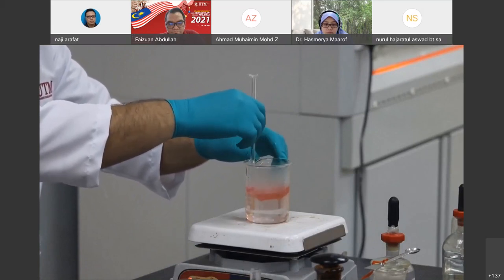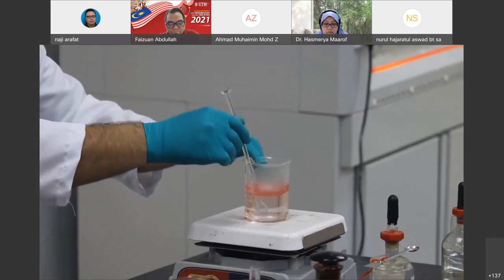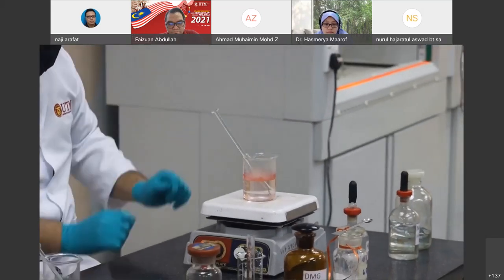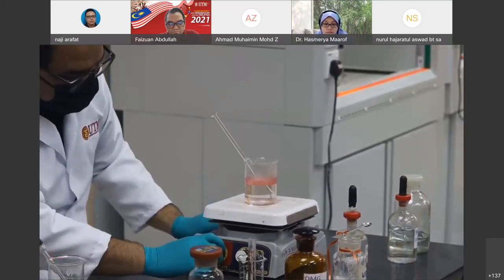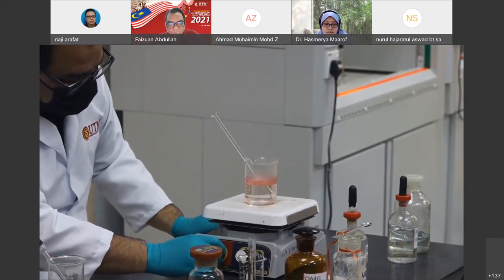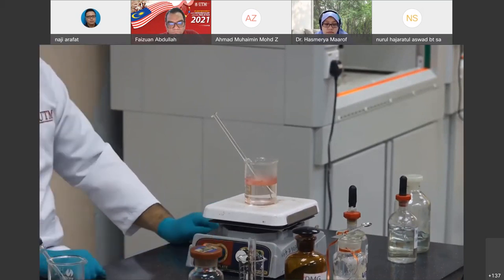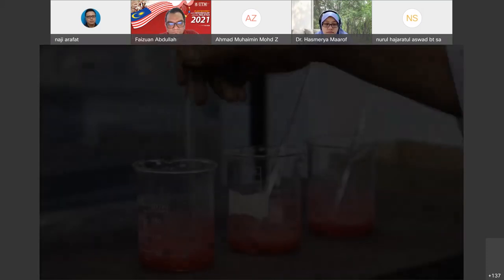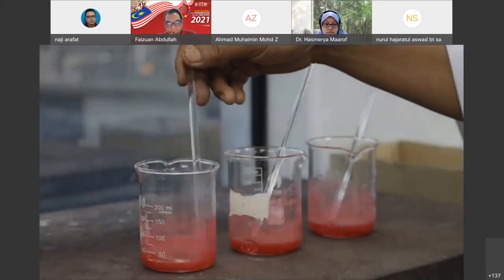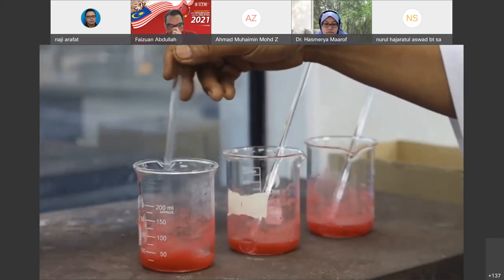After adding the urea and stirring, followed by heating for about 2 to 3 minutes, now it's time for us to cool it down. You have to repeat the step for the remaining 2 beakers that contain the sample solution.